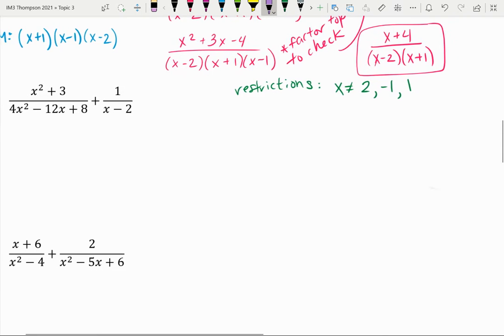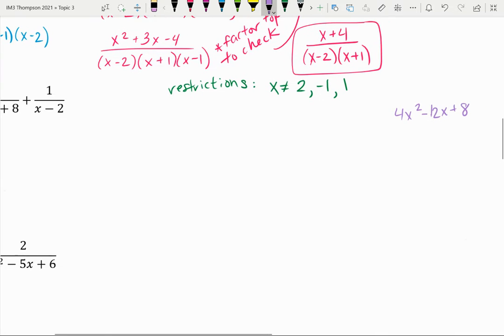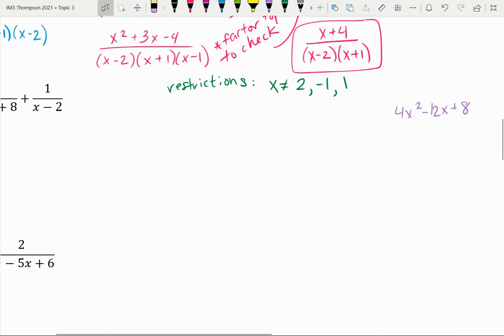Because these problems take up so much room, I'm going to move over here and do my factoring on the side. First step in factoring is to always take out the GCF. So I can take a 4 out of everything. When I do that, 4x squared divided by 4 leaves me with x squared. Minus 12x divided by 4 leaves me with minus 3x. Plus 8 divided by 4 leaves me with plus 2.